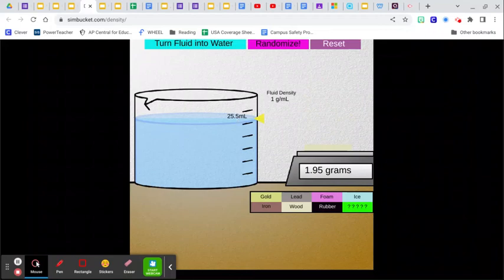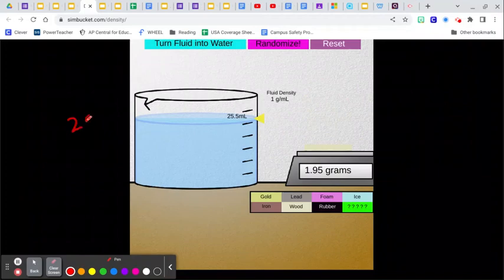We want to subtract 28.5 minus 25.5 so that we can find the difference in volume. In this case, that small piece of wood has a volume of 3 milliliters. The volume is the amount of space that the wood takes up.